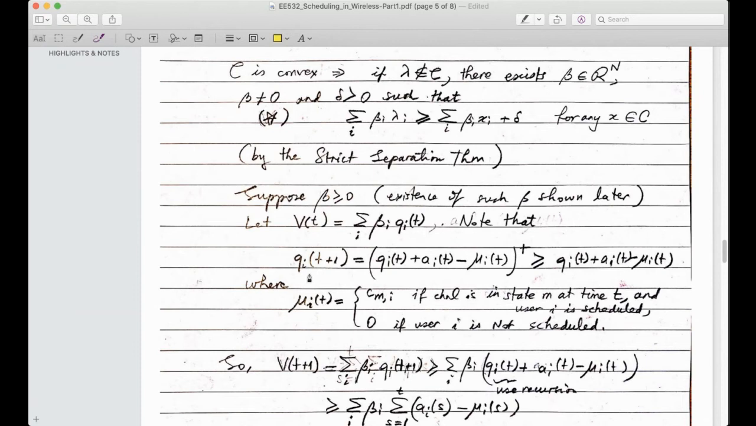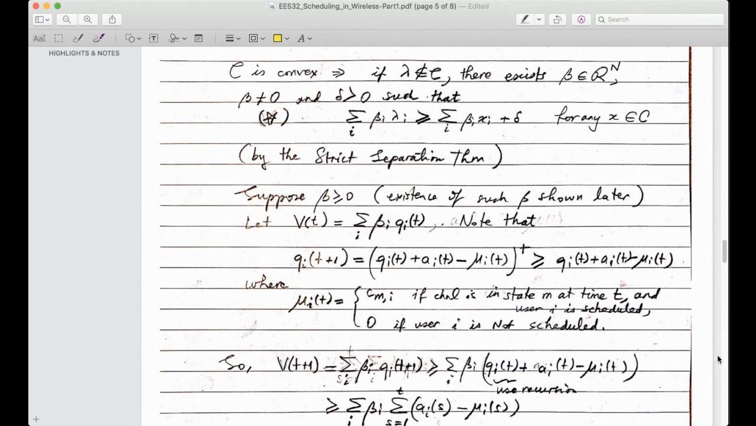Now, q_i(t+1) evolves as the positive part of q_i(t) plus the arrivals a_i(t) minus the departures. So we can always get rid of the positive part and use it as an upper bound, actually a lower bound. Now, mu_i(t) is the service received by user i during time slot t, and this is equal to c_mi if the channel is in state m at time t and user i is scheduled, and it's 0 if user i is not scheduled.